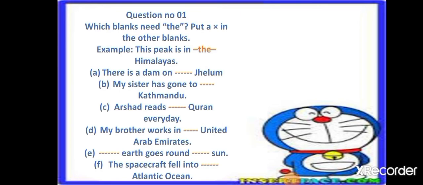My sister has gone to dash Kathmandu. So Kathmandu is the capital of Nepal, but there is no "united" or "union" with the name, so here we will be putting a cross because there is no need of "the" according to the rule. Let's do part C. Arshad reads dash Quran every day. So in that rule we've studied that we will be putting "the" before the name of the holy book. Quran Majid is the name of the holy book, that's why here we will be putting "the". Arshad reads the Quran every day.